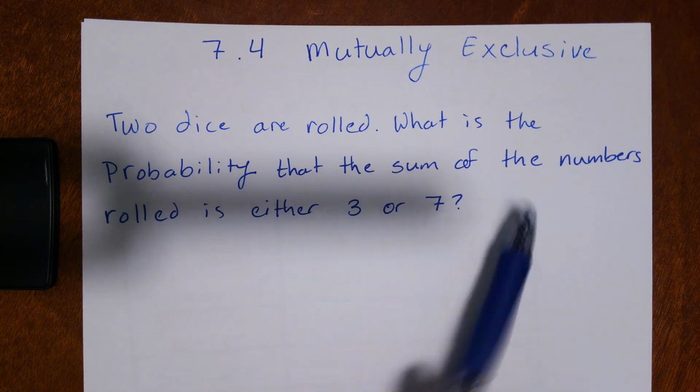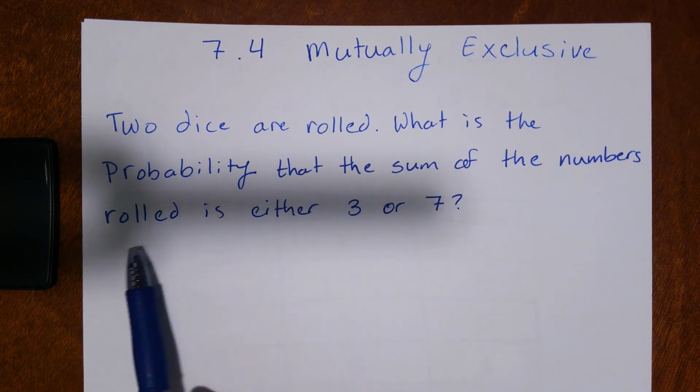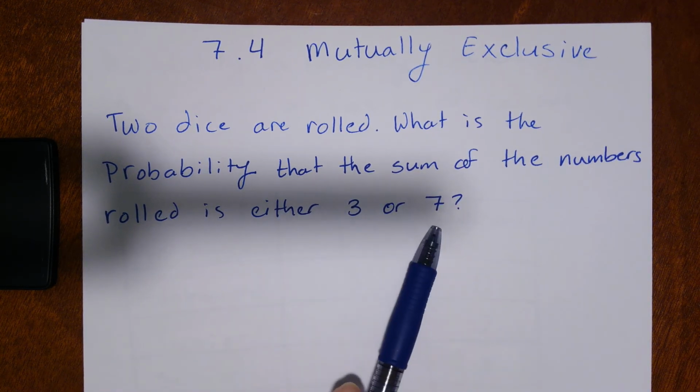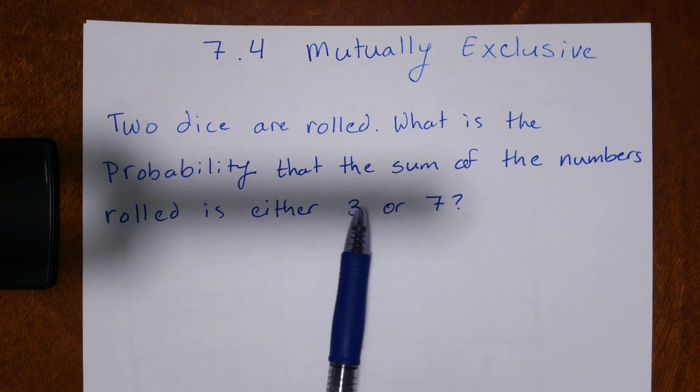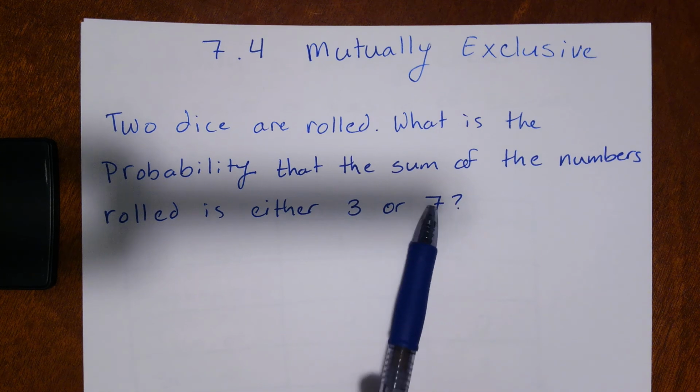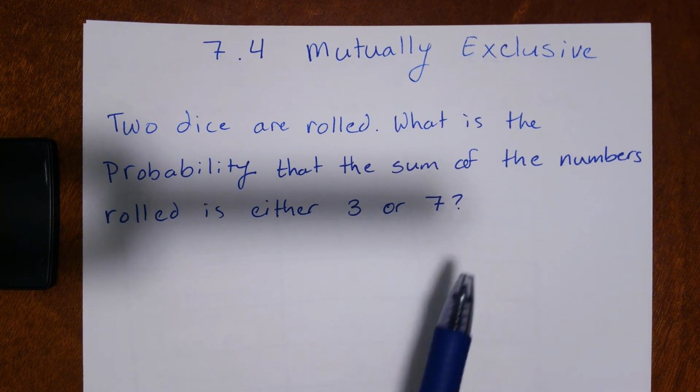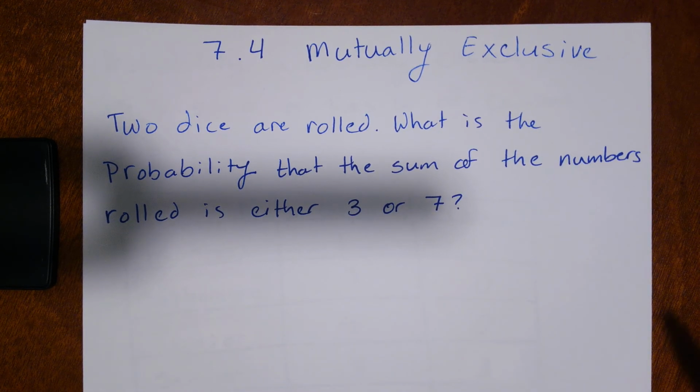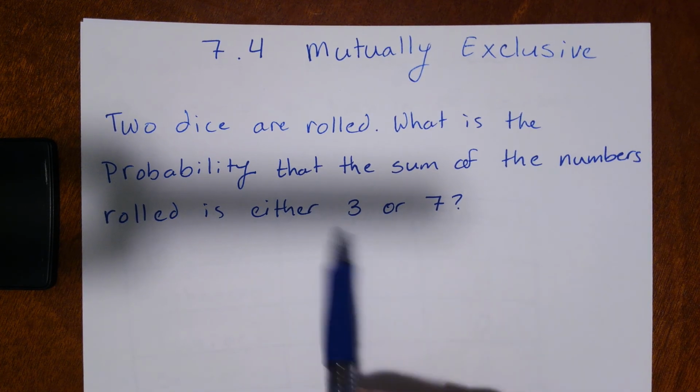It says 2 dice are rolled. What's the probability that the sum of the numbers rolled is either 3 or 7? So the two events are rolling a sum of 3 or rolling a sum of 7. These two events we say are mutually exclusive because they can't occur at the same time. I can't roll a sum of 3 and a sum of 7 at the same time. So these two events are mutually exclusive.